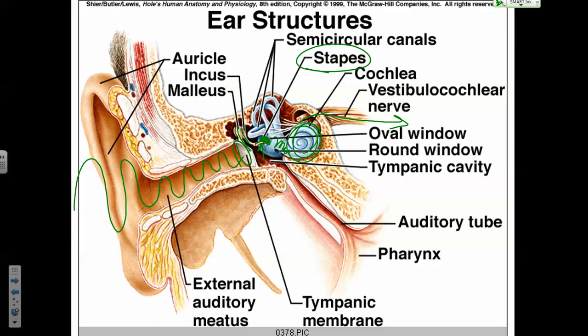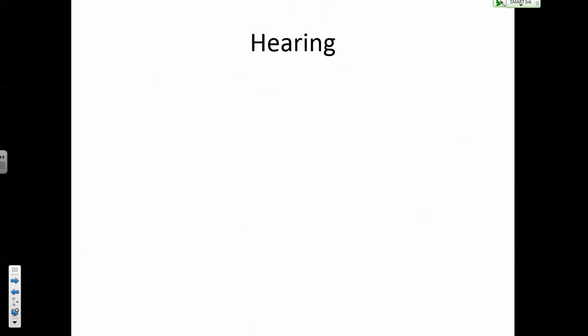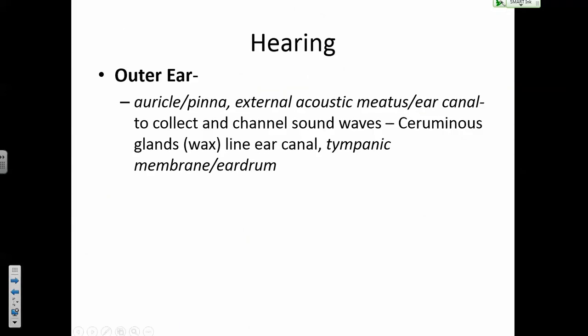Okay, so we're going to talk about these three parts of the ear. You've got the outer ear, the middle ear, that's where that bridge of bones is, over through an air-filled space. And then this blue part on my picture is the inner ear. So we're going to take all that one at a time as we look at hearing.